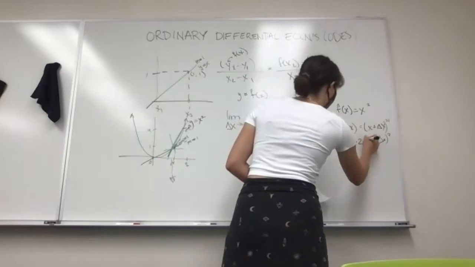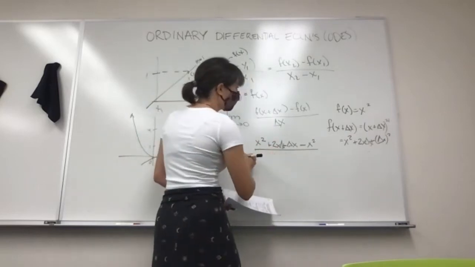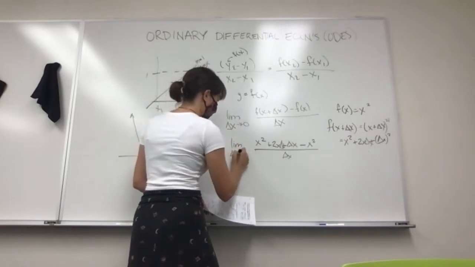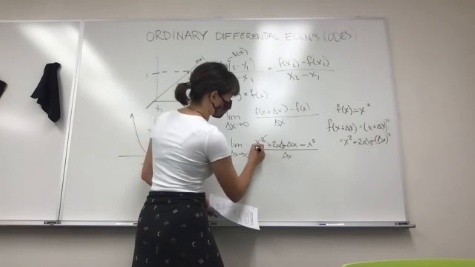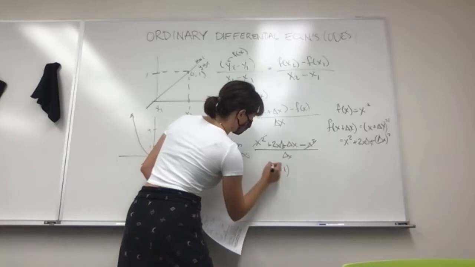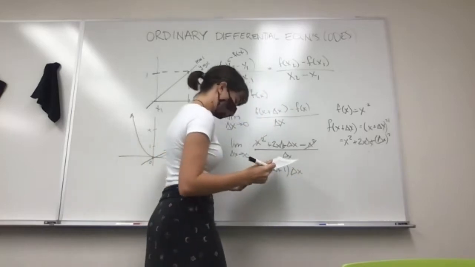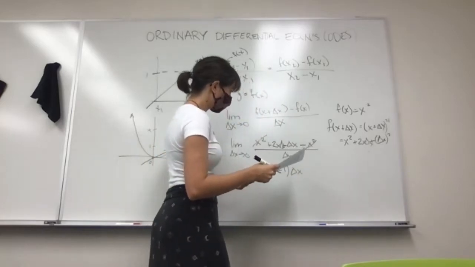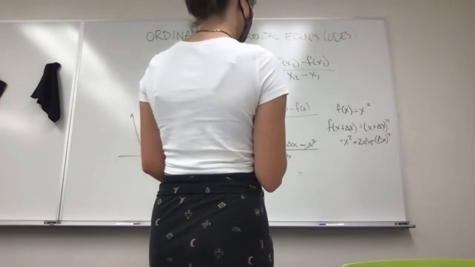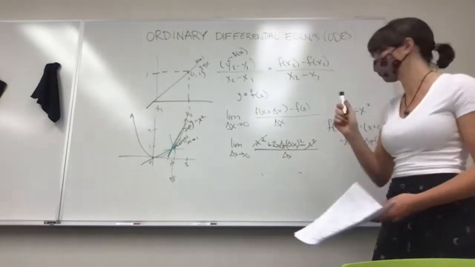Oh, I have a mistake. Yeah, we're missing a delta x. 2x delta x all over delta x. And it's still a limit. So these guys are going to cancel. I have some sort of error here. Oh, no, I don't. I do have an error. It's this. Sorry. I was like, this shouldn't have a 1 in it when we're done.